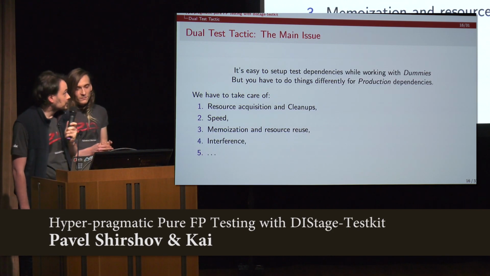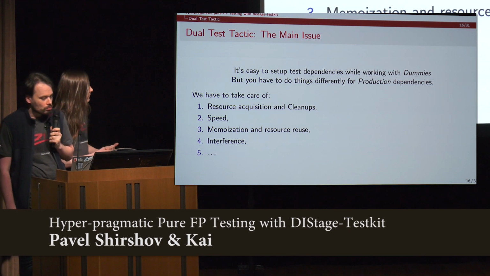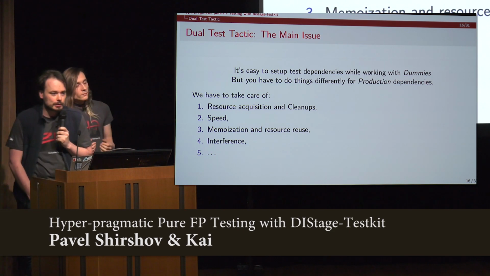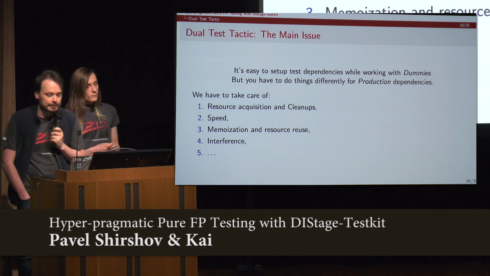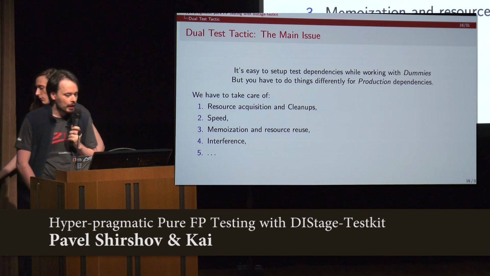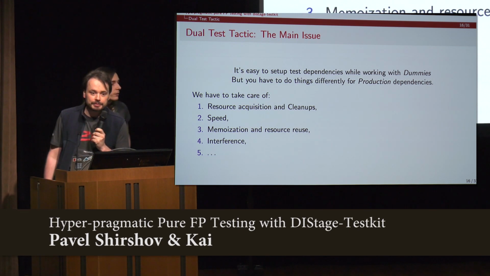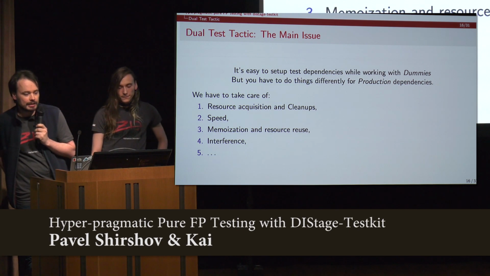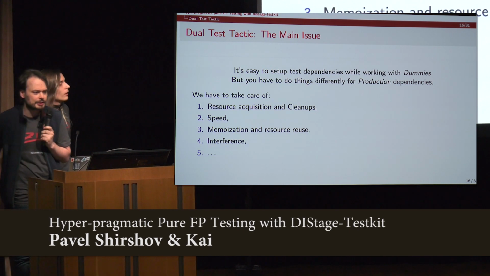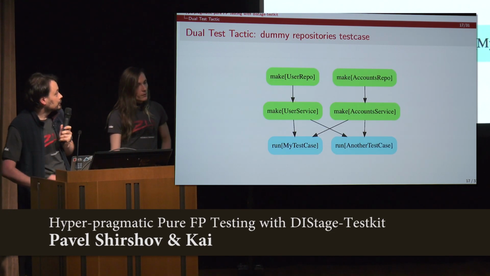So far so good, but there is one issue with dual test tactic. It's very easy to deal with dummy implementations, but once we start working with production ones, things start getting interesting. We have to care about resource acquisition and cleanups, test execution speed, memoization and resource allocation, potential interference, and so on and so on. So let's have a closer look.